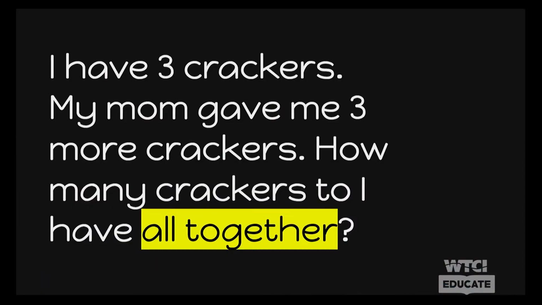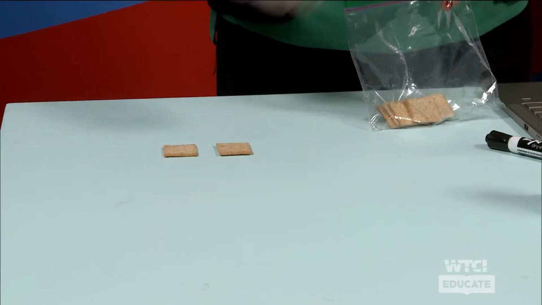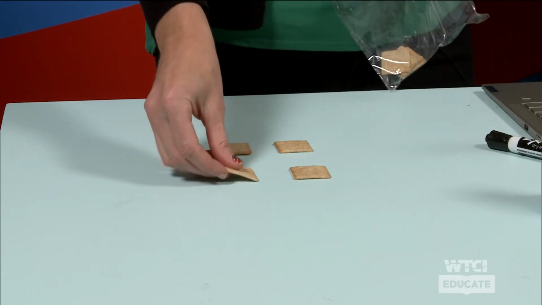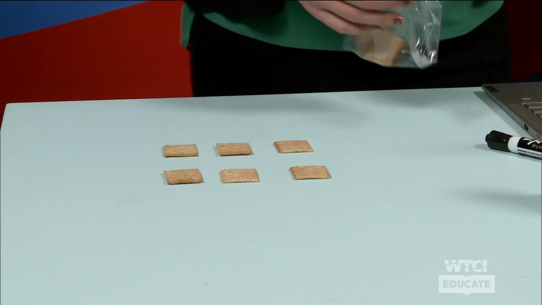All right, well, let's look at our first story about my crackers. I have 3 crackers, and my mom gave me 3 more crackers. How many crackers do I have all together? Our clue words this time are all together. Okay, let's act it out. I have 3 crackers. 1, 2, 3. My mom gives me 3 more crackers. 1, 2, 3. How many crackers do I have all together?